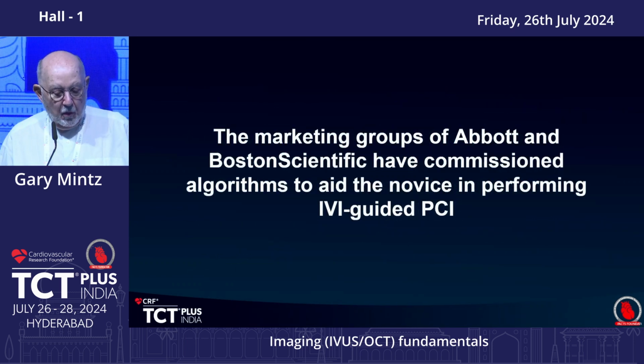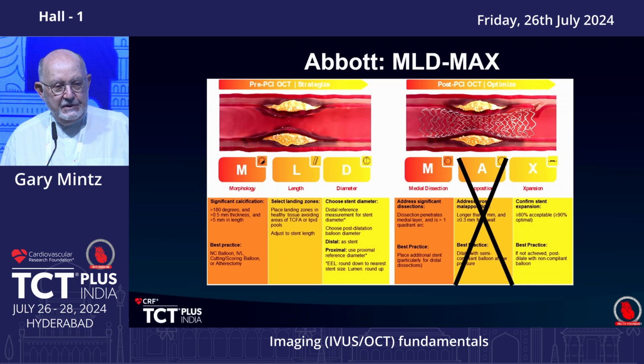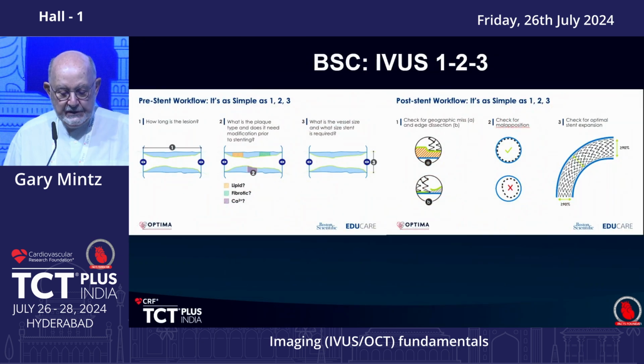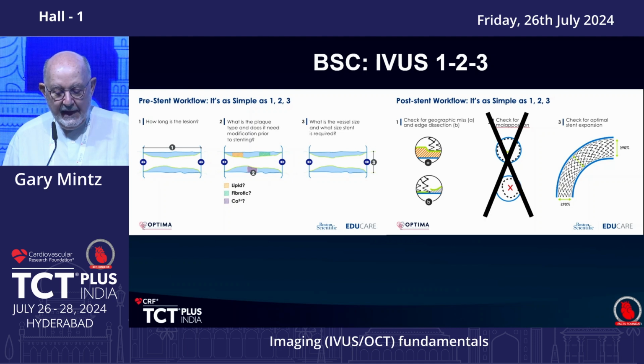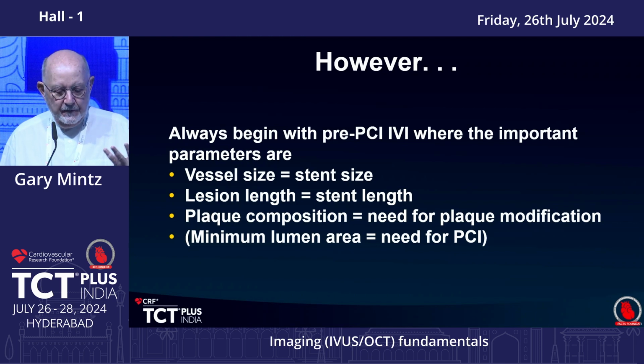The marketing groups of Abbott and Boston Scientific have commissioned algorithms to aid the novice in performing IVUS-guided PCI. This is Abbott's MLD Max. Of course, you have to ignore the fact that apposition is not a predictor of events. This is Boston's IVUS 123. Again, get rid of malapposition. But these are really graphic marketing stunts. They don't really add much.